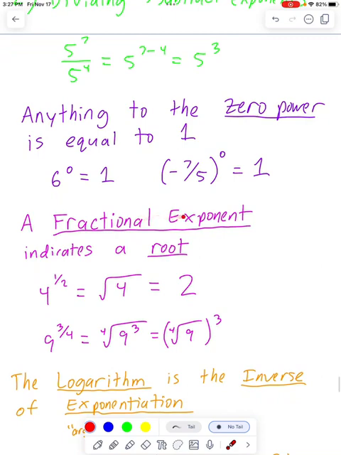A fractional exponent indicates a root, like square root or cube root, and so on, such as this will be equal to the square root of 4, which is 2. This would be equal to the fourth root of this. We can keep the numerator of the exponent and treat it normally.